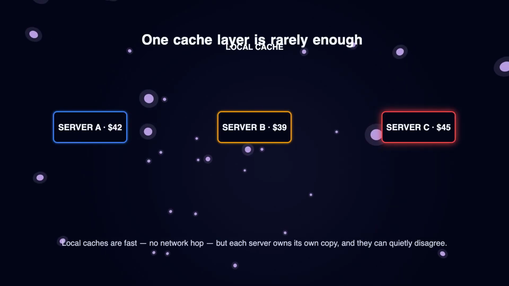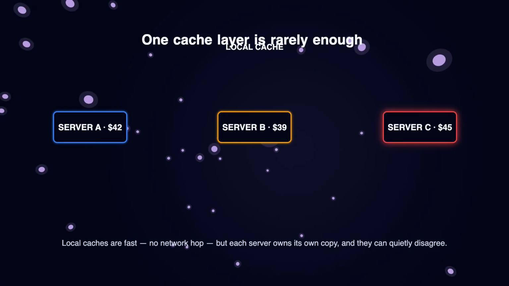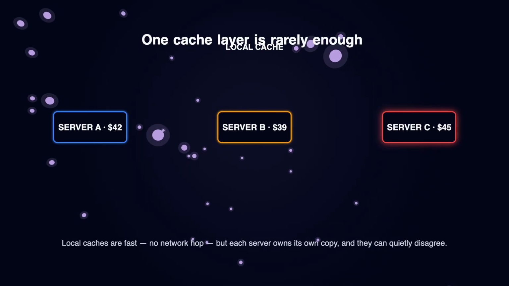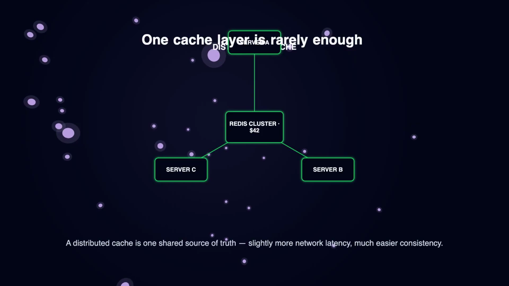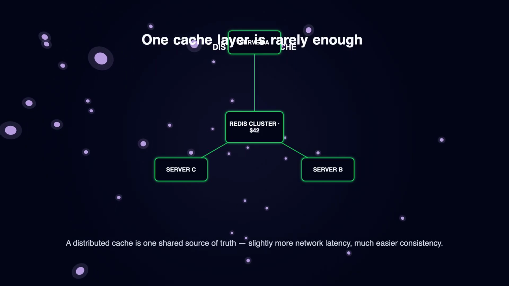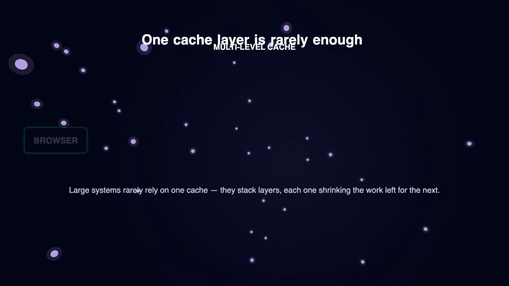Local caches live inside each server. Fast, since there's no network call, but each server can end up with a different answer. A distributed cache gives every server the same shared source of truth, at the cost of a little network latency. And large systems rarely stop at one layer. They stack browser, CDN, gateway, application, and Redis caches together, each one shrinking the work left for the next.